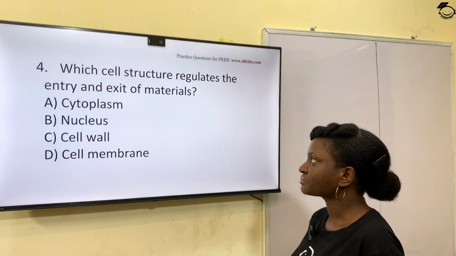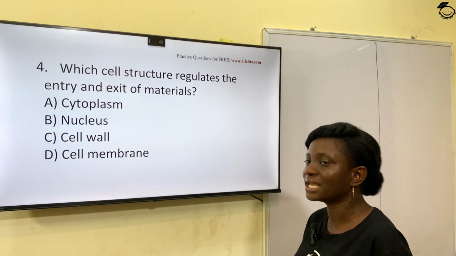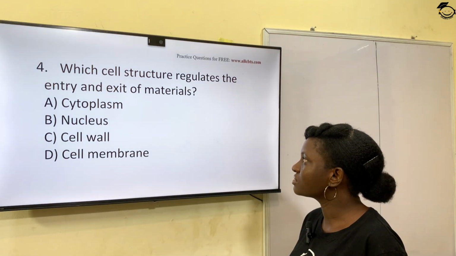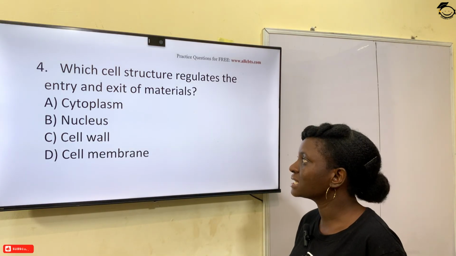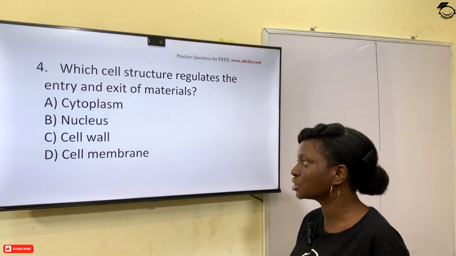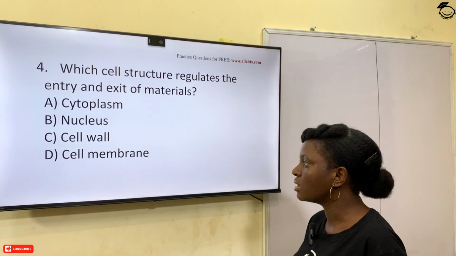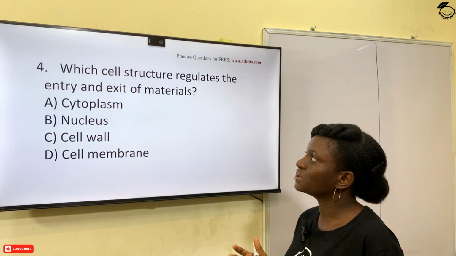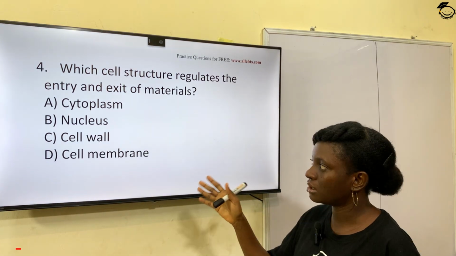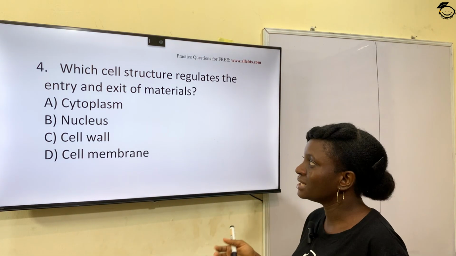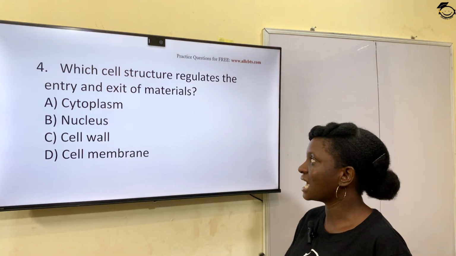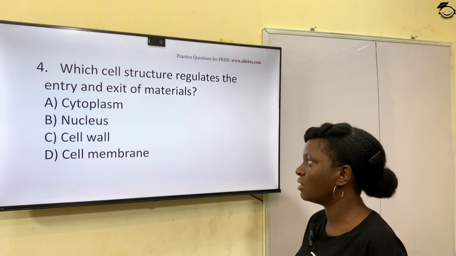Question 4. Which cell regulates the entry and exit of materials? A. Cytoplasm, B. Nucleus, C. Cell wall, D. Cell membrane. So which of these listed in this option regulates the inflow and outflow of material?